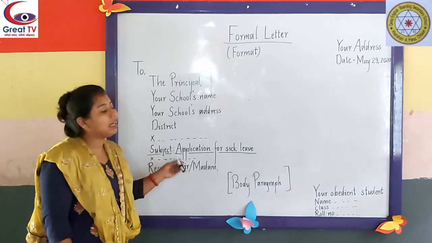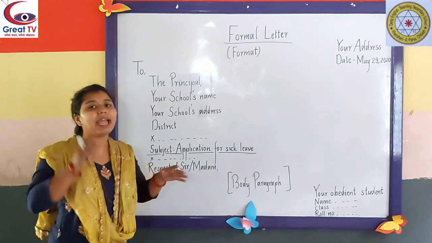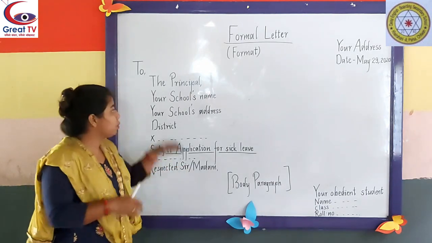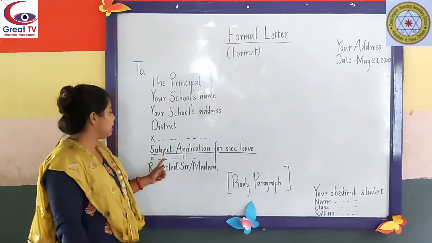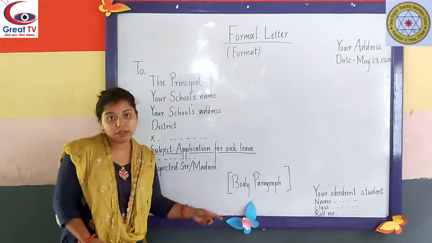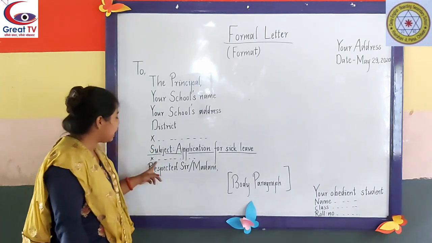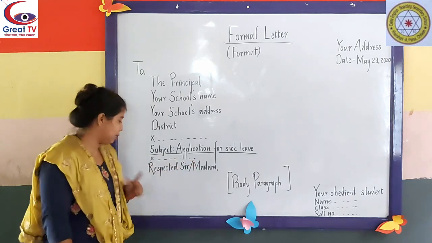Better to underline the subject. Why? Because the subject gives an idea to the reader what this application is about. So this application is for sick leave. That means you are asking for sick leave to the head. Then again cross and dot. This means you have to leave a line.